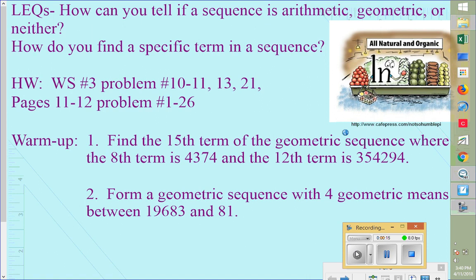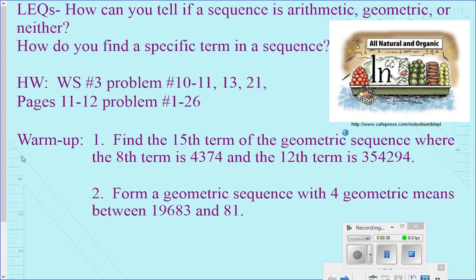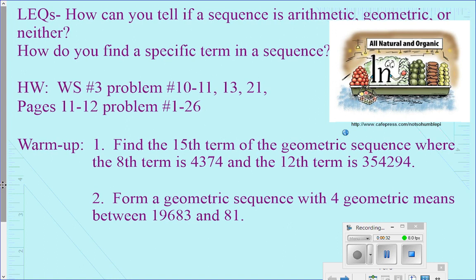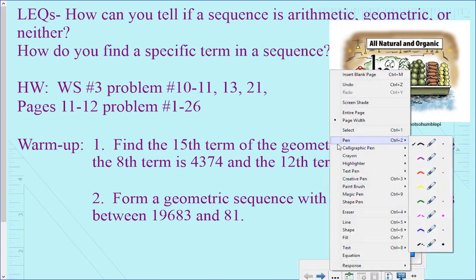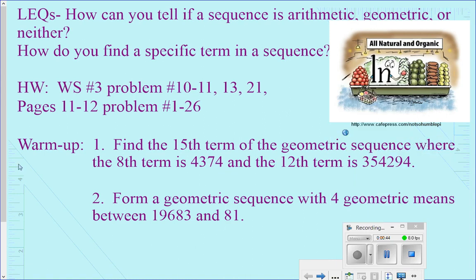So we started with number 1. The 15th term is what we're looking for. It's a geometric sequence. We know the 8th term and we know the 12th term. So we would try to use the explicit formula, the geometric explicit formula, which says a sub n equals a sub 1 times r raised to the n minus 1. All right, but the issue is we don't know r and we don't know a sub 1.